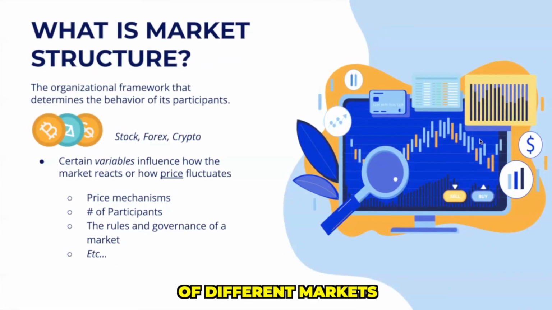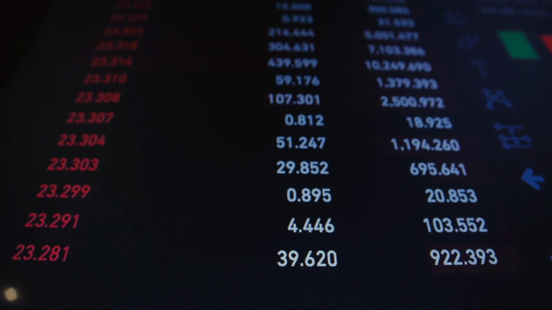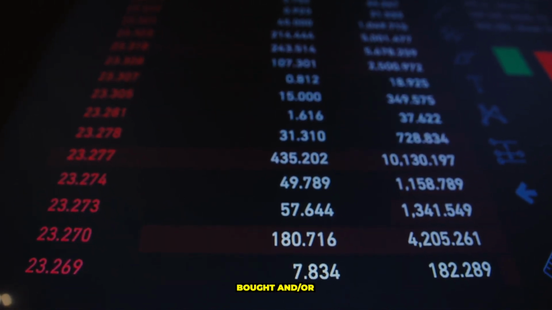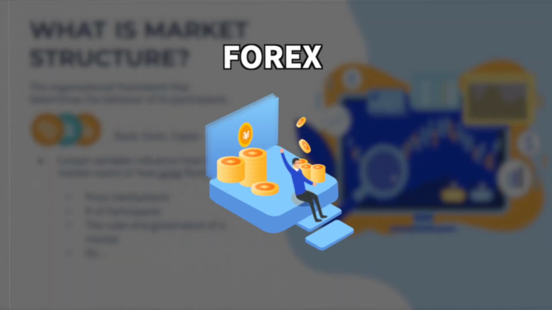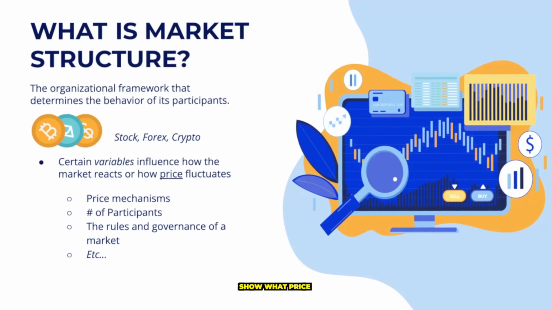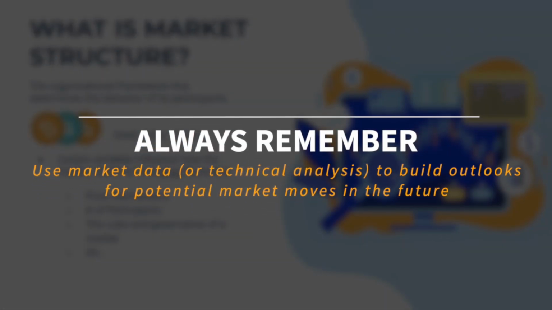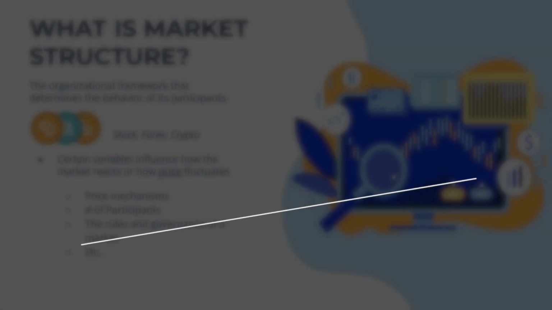Well, there are a ton of different markets that exist. Every market contains data that is compiled which reflects what is being sold, bought, and/or traded. Stocks, forex, and crypto markets all show what price looks like over time. So you can use charts of market data to start to form opinions about what will occur in the future.